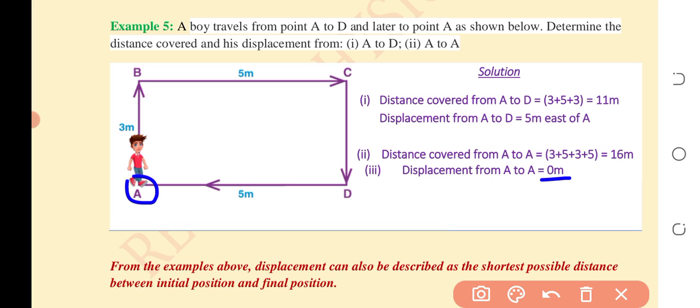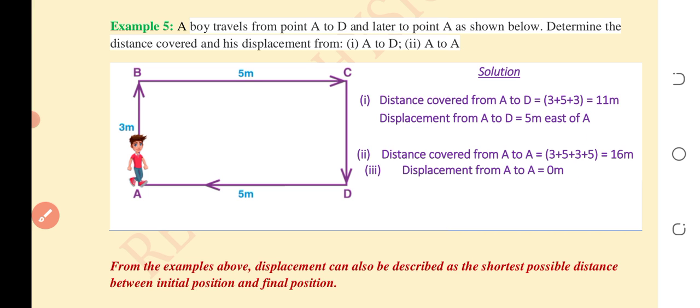So from what we've done so far, we can bring out like 3 or 4 distinctions between displacement and distance. First, distance is how far an object has traveled, while displacement is the change in position in a specified direction. Distance is the longest or the total path traveled or covered by the object, while displacement is the shortest possible distance traveled by the object.